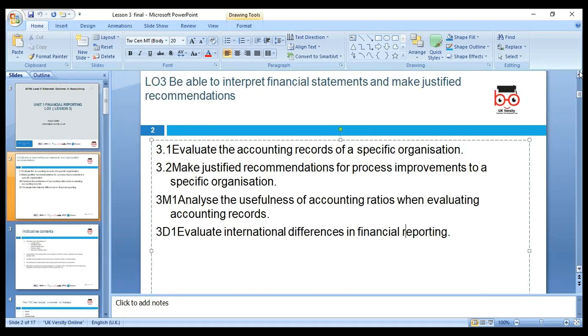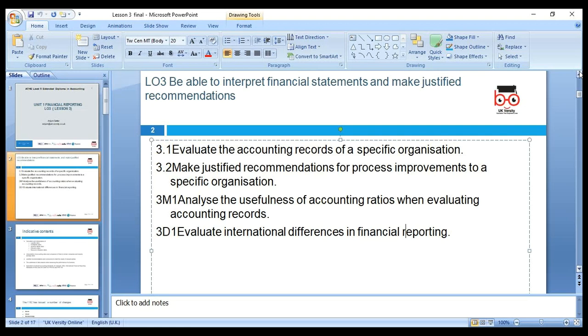LO3: be able to interpret. We interpret the financial information, draw recommendations and make decisions. Evaluate accounting records. Yes, the financial statements are accounting records as well, which provide the financial information. In management accounting, those records are available internally, but financial accounting records can be available to external users. So we can make justified recommendations.